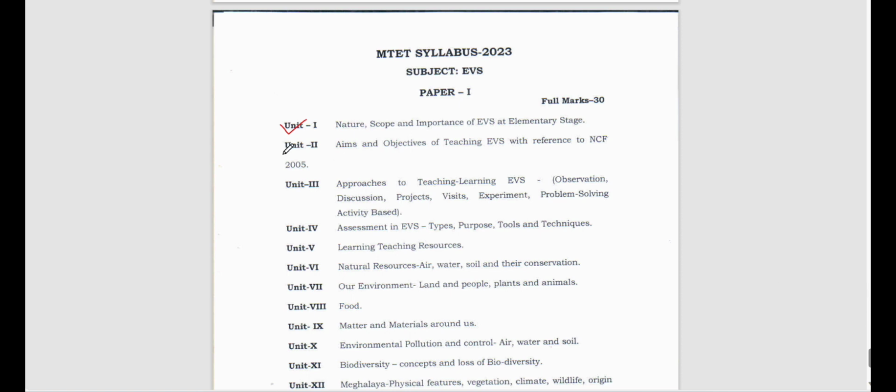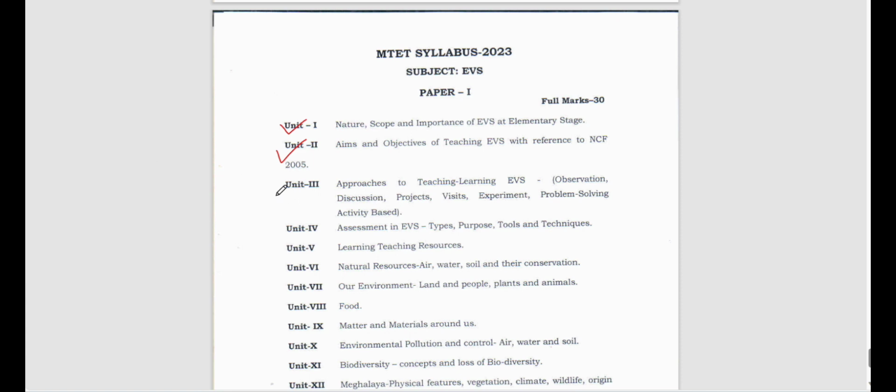Now let's go to unit 2. In unit 2 we have the aims and objectives of teaching environmental studies with reference to NCF 2005. You know what NCF 2005 is, right? It is the National Curriculum Framework. According to NCF 2005, what are the aims and objectives, and how does it aid in the development of human resources and the different types of environmental resources? Those things we will understand, but with respect to NCF 2005.